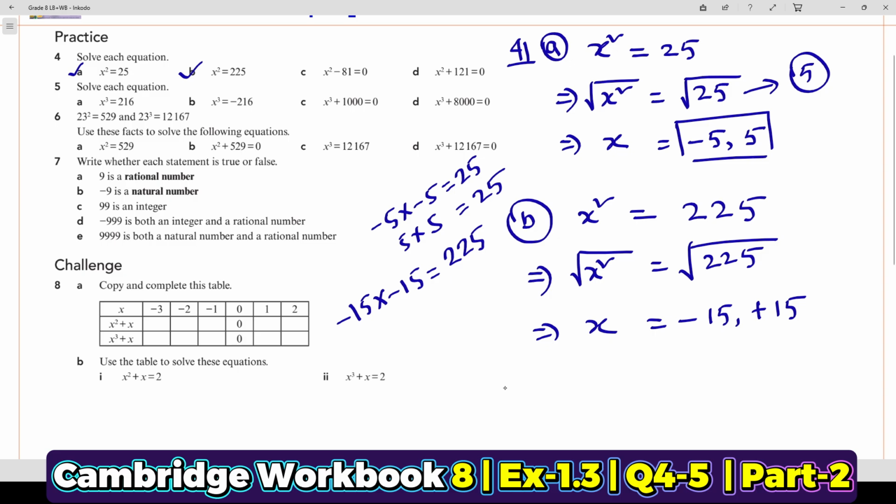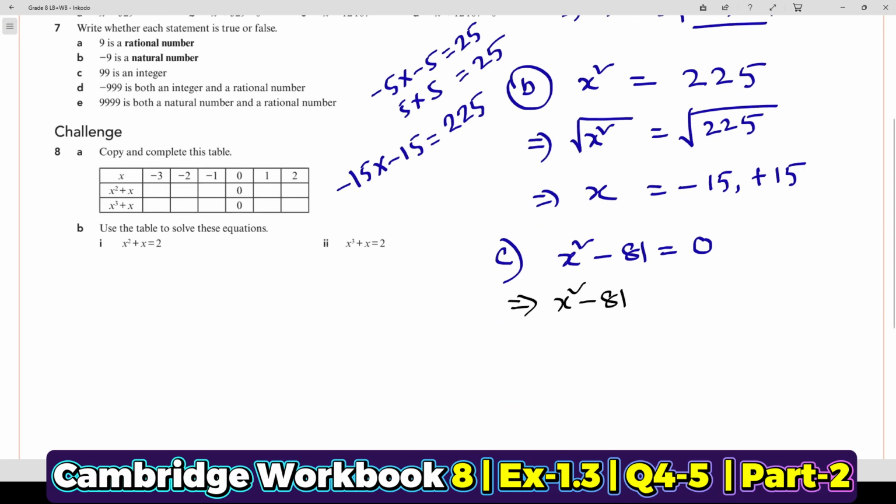Number C, x squared minus 81 equals 0. How can you find out the value of x? In this case, we have x squared and minus 81, and we have to move this to the right side. We add 81 to both sides. So minus 81 plus 81, and 0 plus 81. Next, x squared, and minus 81 plus 81 cancels out. So x squared equals 0 plus 81, which is 81.